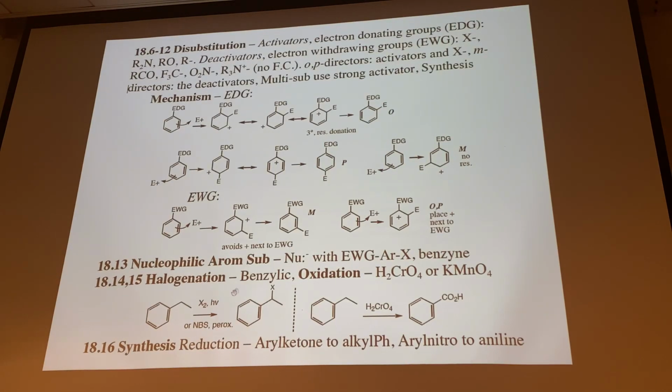We'll show you the mechanism of halogenation. And then yes, we will do synthesis, multi-step synthesis, show you how to make some complex materials, some common materials you've probably heard of before. We'll make use of this aryl ketone to the alkyl benzene, and we'll also make use of a reduction reaction of the aryl nitro functionality to the aniline.